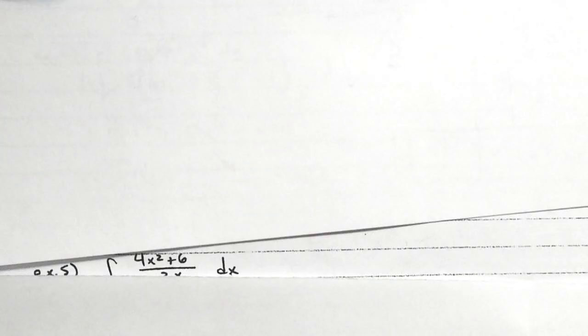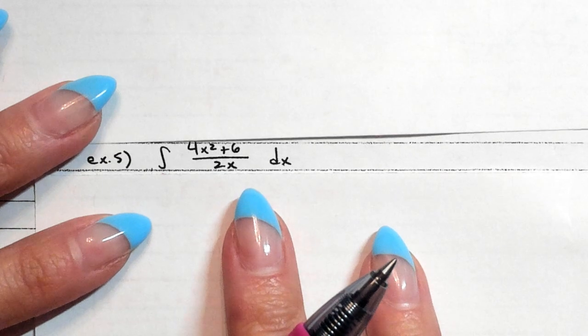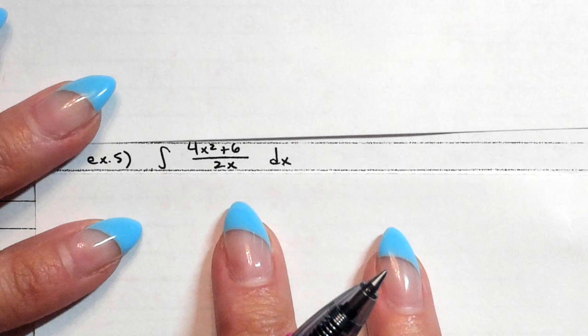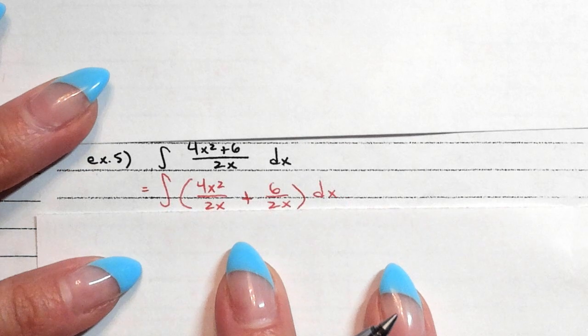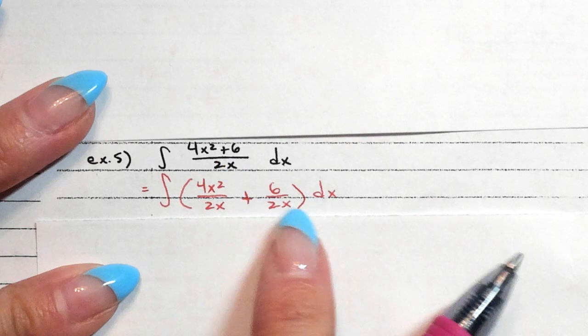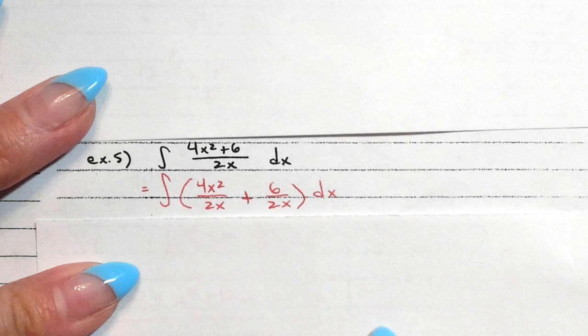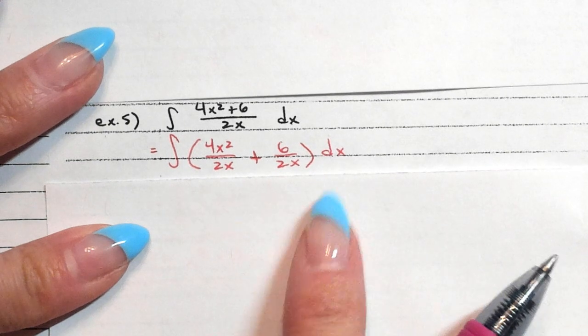Okay, so number 5. Where's number 5? Number 5, same kind of thing. I'm going to show you the first step. The first step is to change it into 2 fractions, right? Because it has the same denominator. So change it into 2 fractions, reduce, and then find your antiderivative. You can do it. So I want you to try this.